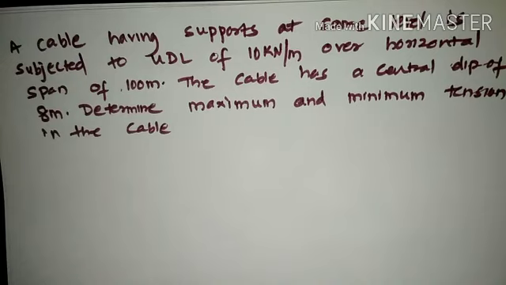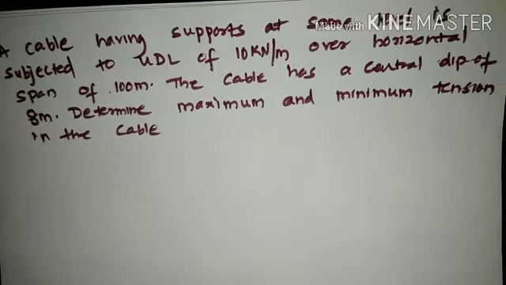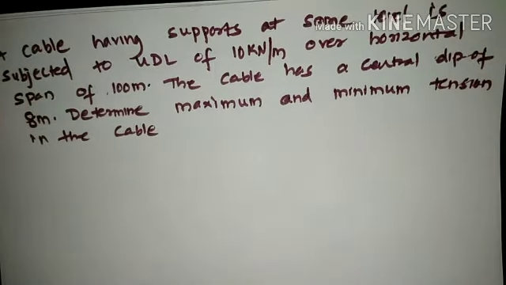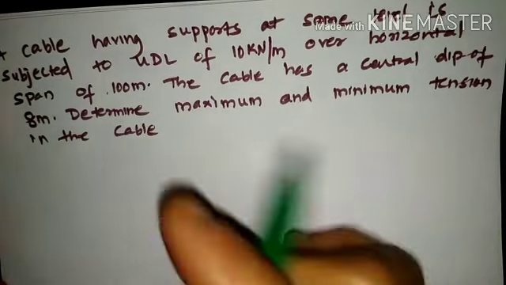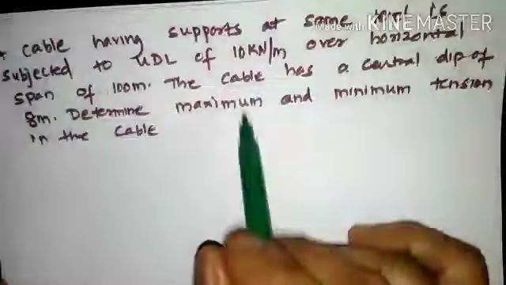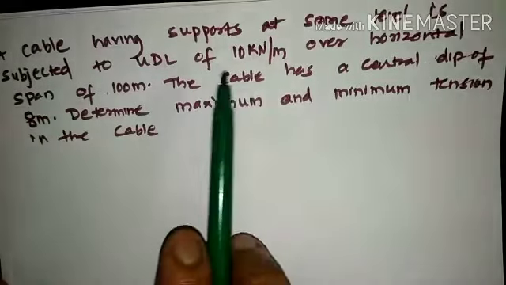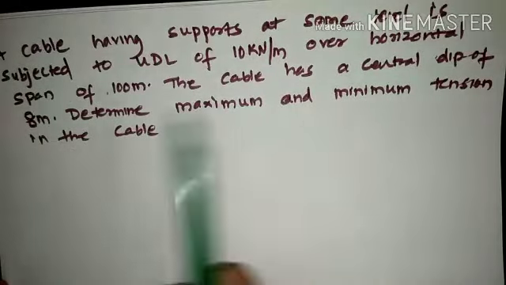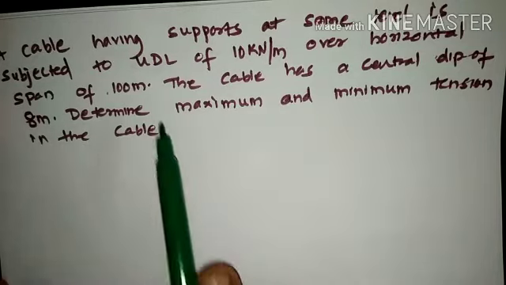So the diagram has not been given. By reading out the statement of the problem, we need to interpret the diagram and then start with the solution. To begin with, there is a cable having supports at the same level and it is subjected to a UDL of 10 kN per meter over a horizontal span of 100 meter.